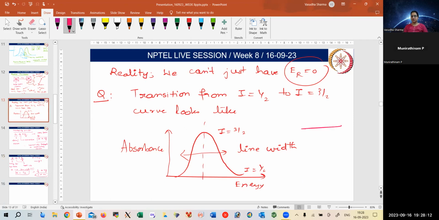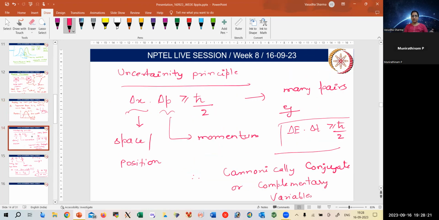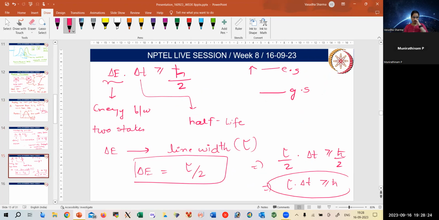So if you're expecting it to be a straight line in absorbance and energy, that means here the energy is 0. So when energy is 0, according to this particular principle, the uncertainty principle, the delta T becomes infinite. That means if my electron or the spin state is staying in the excited state, it will be there in the excited state for infinite time, which is not possible. So there has to be a finite time up to which it can stay in the excited state, and then it has to come back to the ground state.